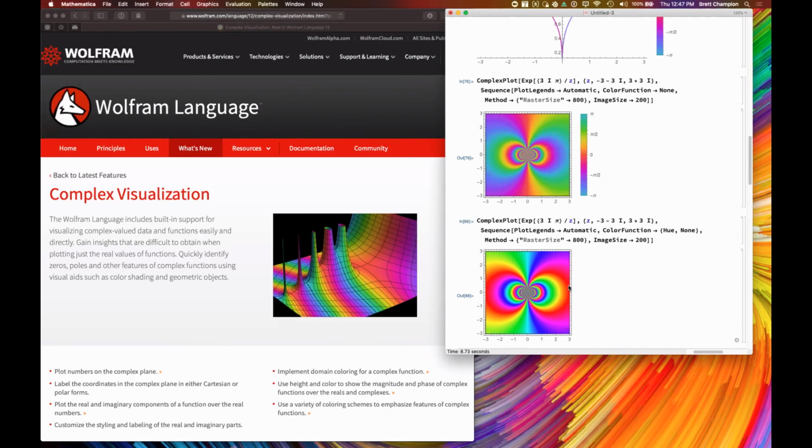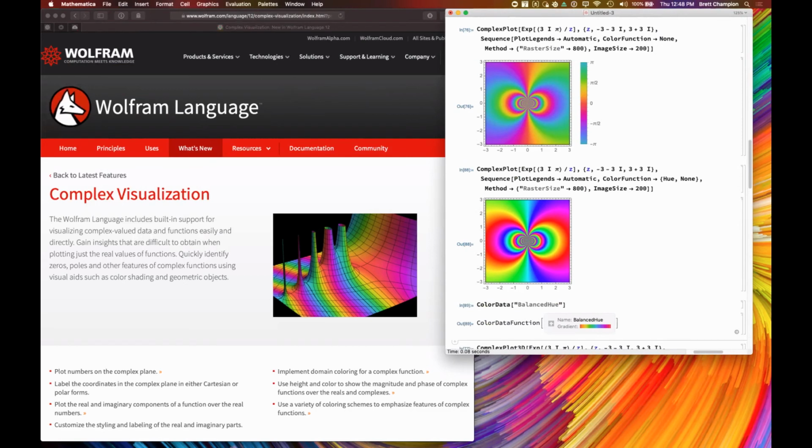And so we're actually using a new color scheme that we came up with, which is called balanced hue. You can use this in other places, and it's very similar to hue. It just has some of the brightnesses and saturations adjusted a bit so that things are a little bit more balanced, and not quite such garish contrasts occasionally.